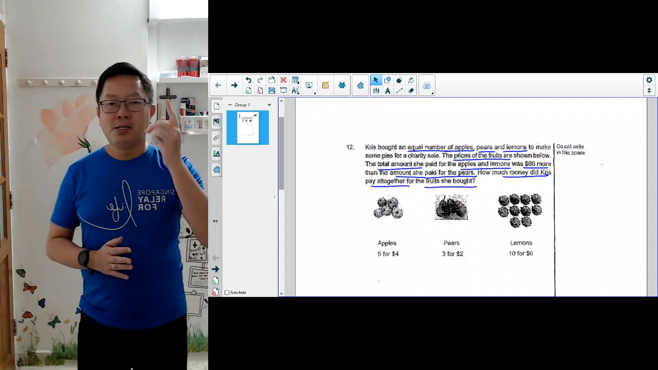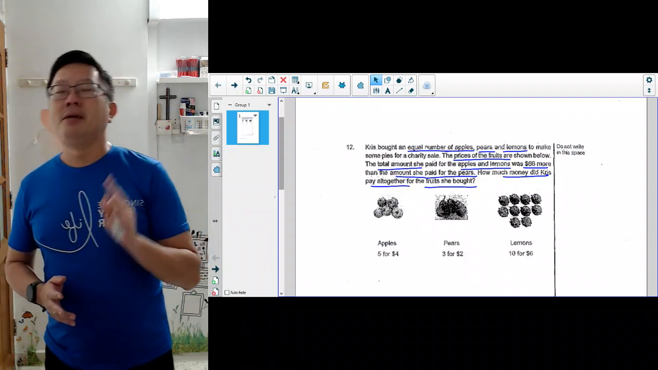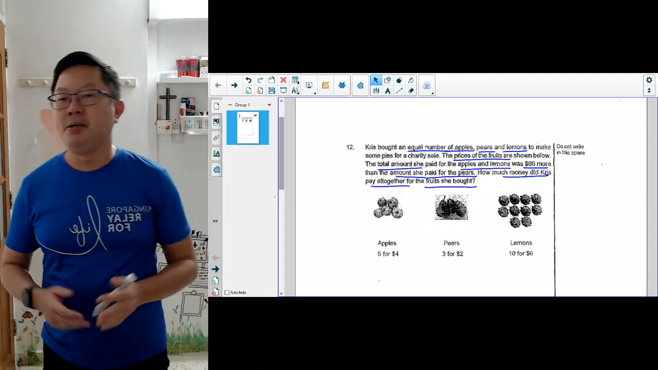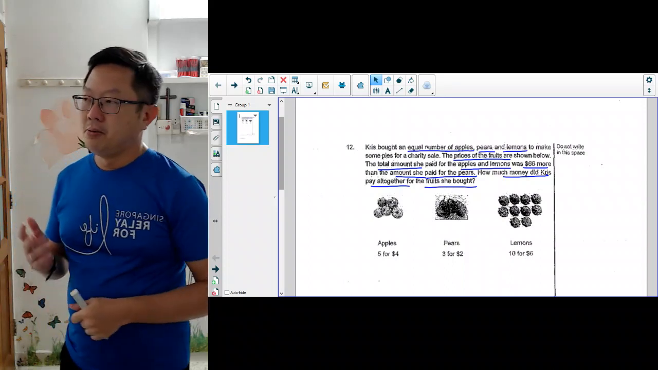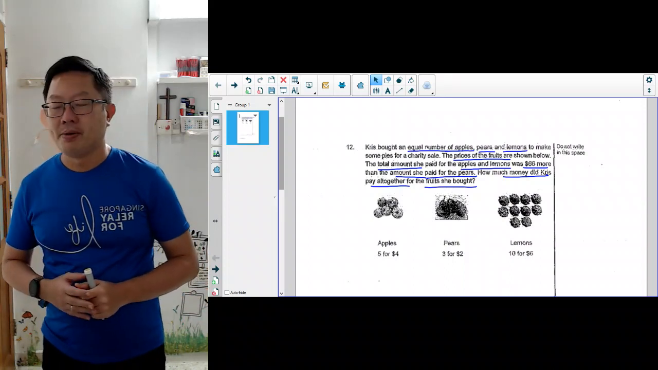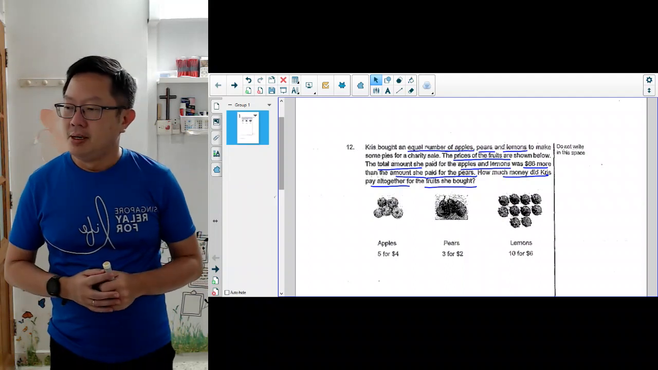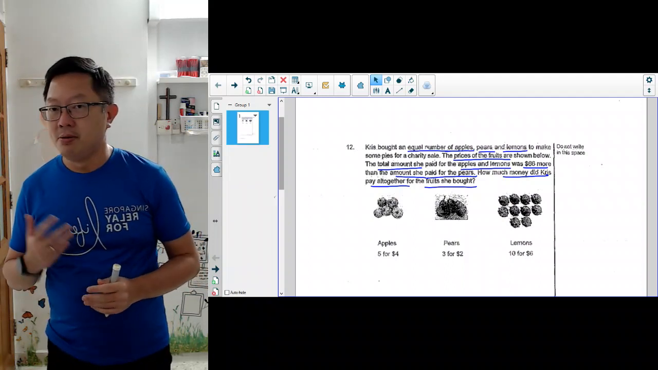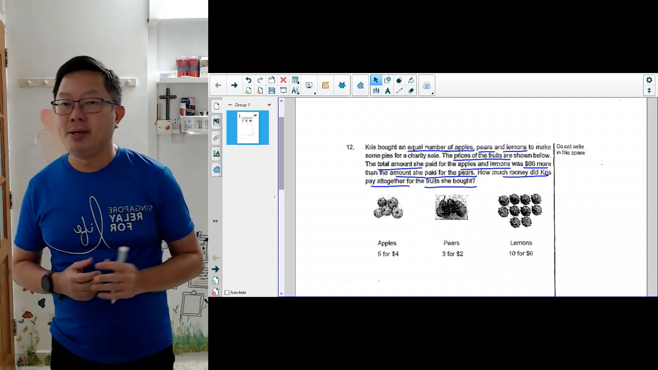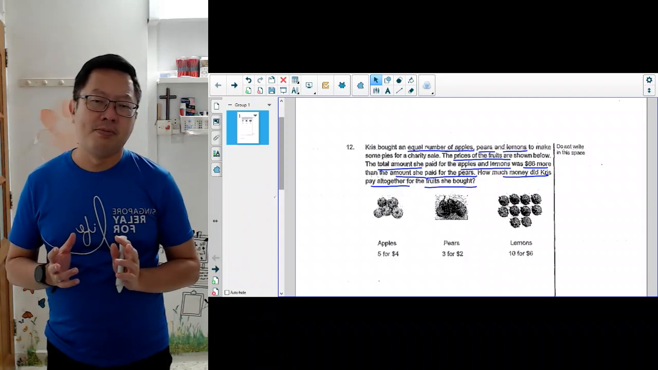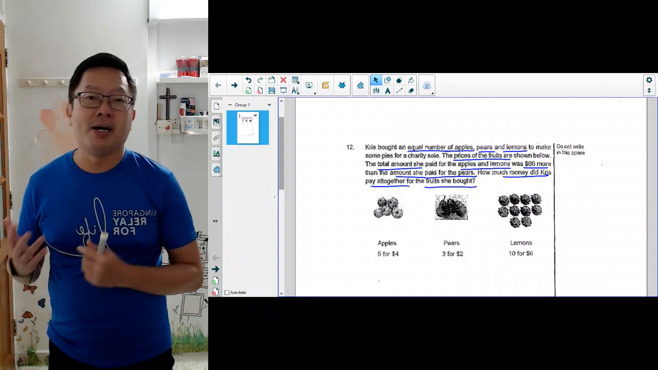Now when you run through the methods in your mind, you will need to think about whether you can use the method. Like for example, if I draw model, will it be easy to draw? Will I be able to draw this question? There are no fractions there. There's no more than. There's no twice as many. So the clues are not there for me to draw the model. So it might be a bit hard to draw.